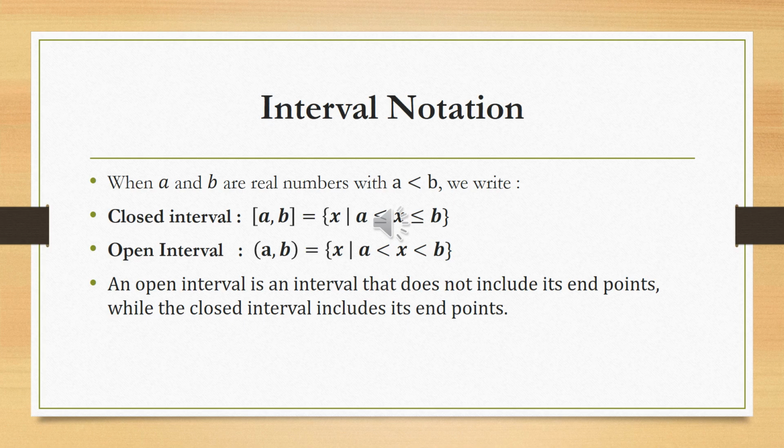For an open interval, we use parentheses. So (a, b) means the set of all x such that a is less than x, and x is less than b. An open interval is an interval that does not include its end points, while the closed interval includes its end points.